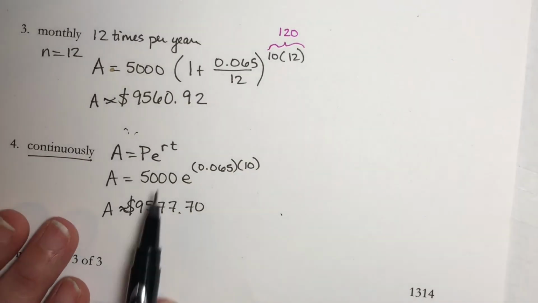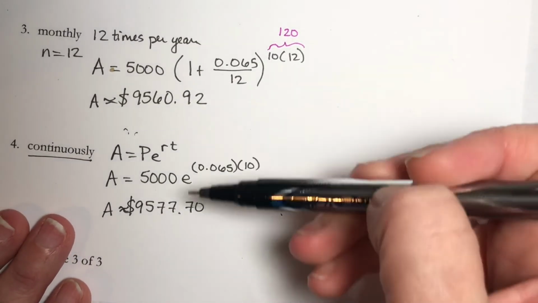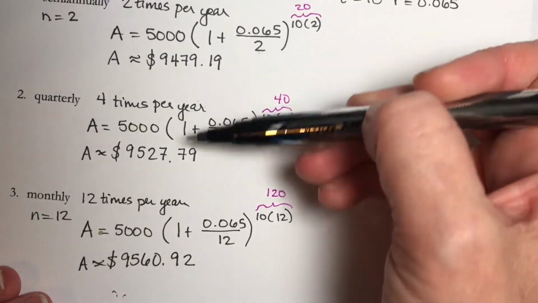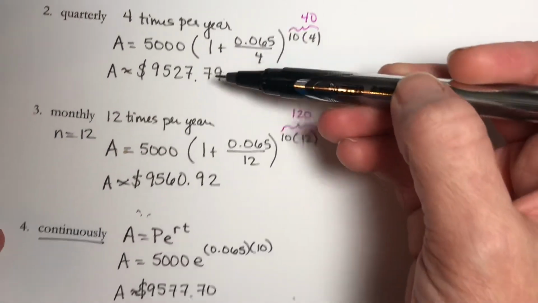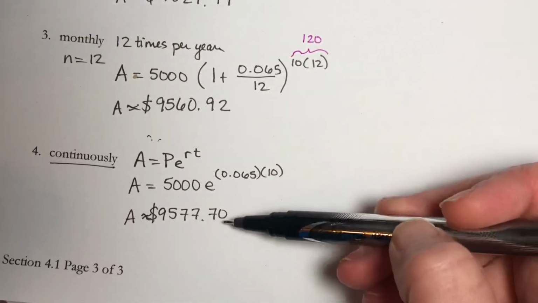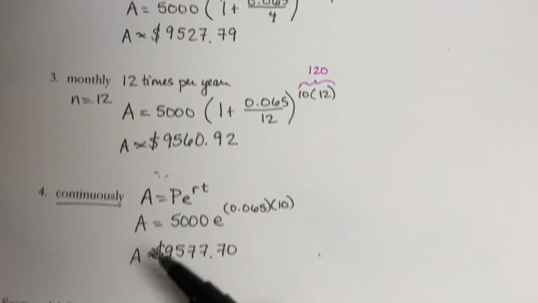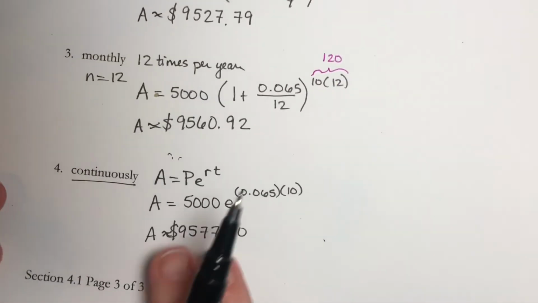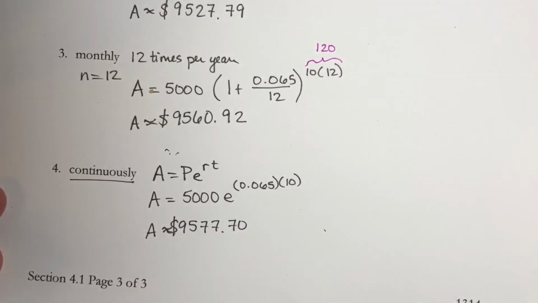Now this value is larger than this value, but it's still fairly close. I mean, from here to here versus here to here, this jumped up about a little over 30, and here you jumped up 17. It's going to keep slowing down as you go up, but it will continue to go up, but this is our upper limit. It will never be better than this.